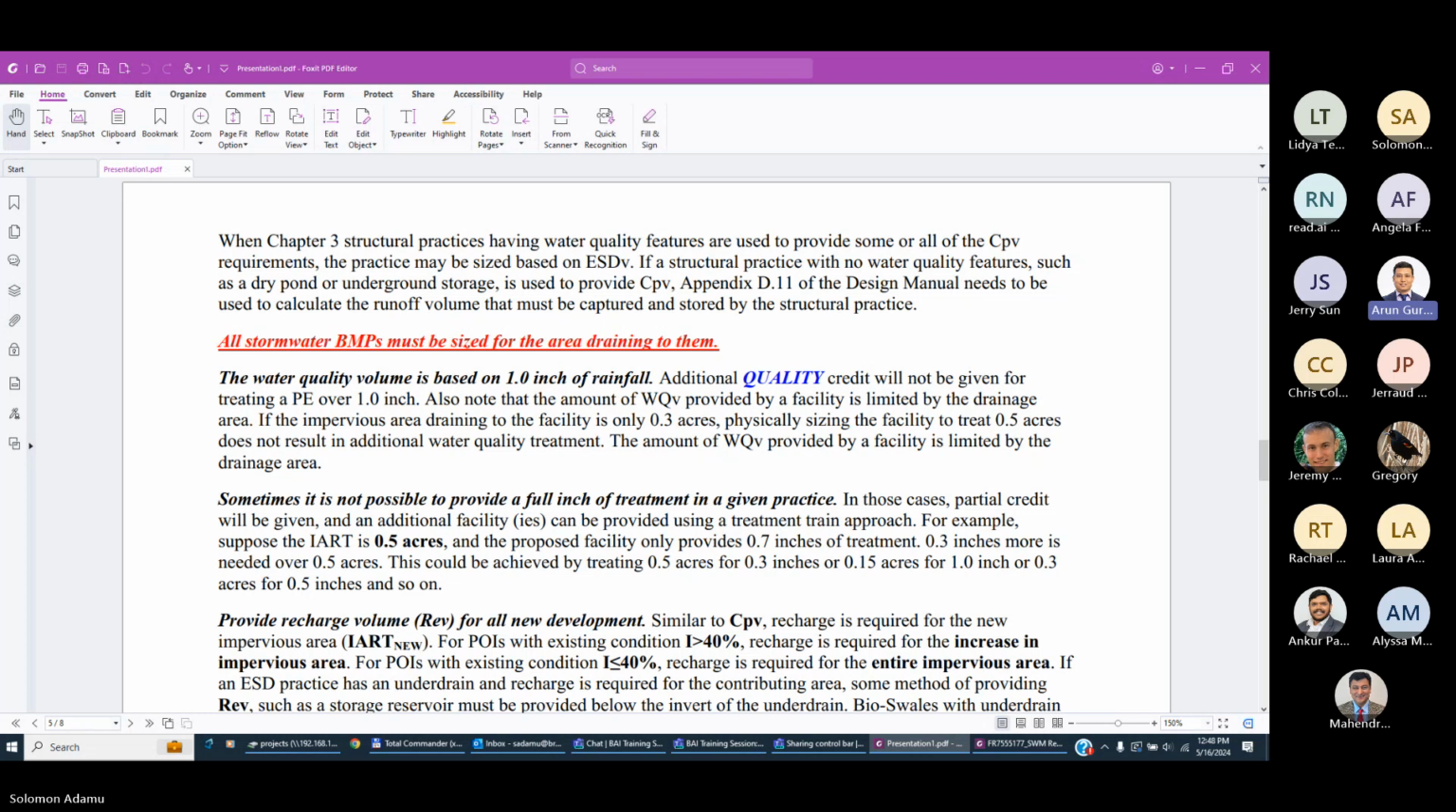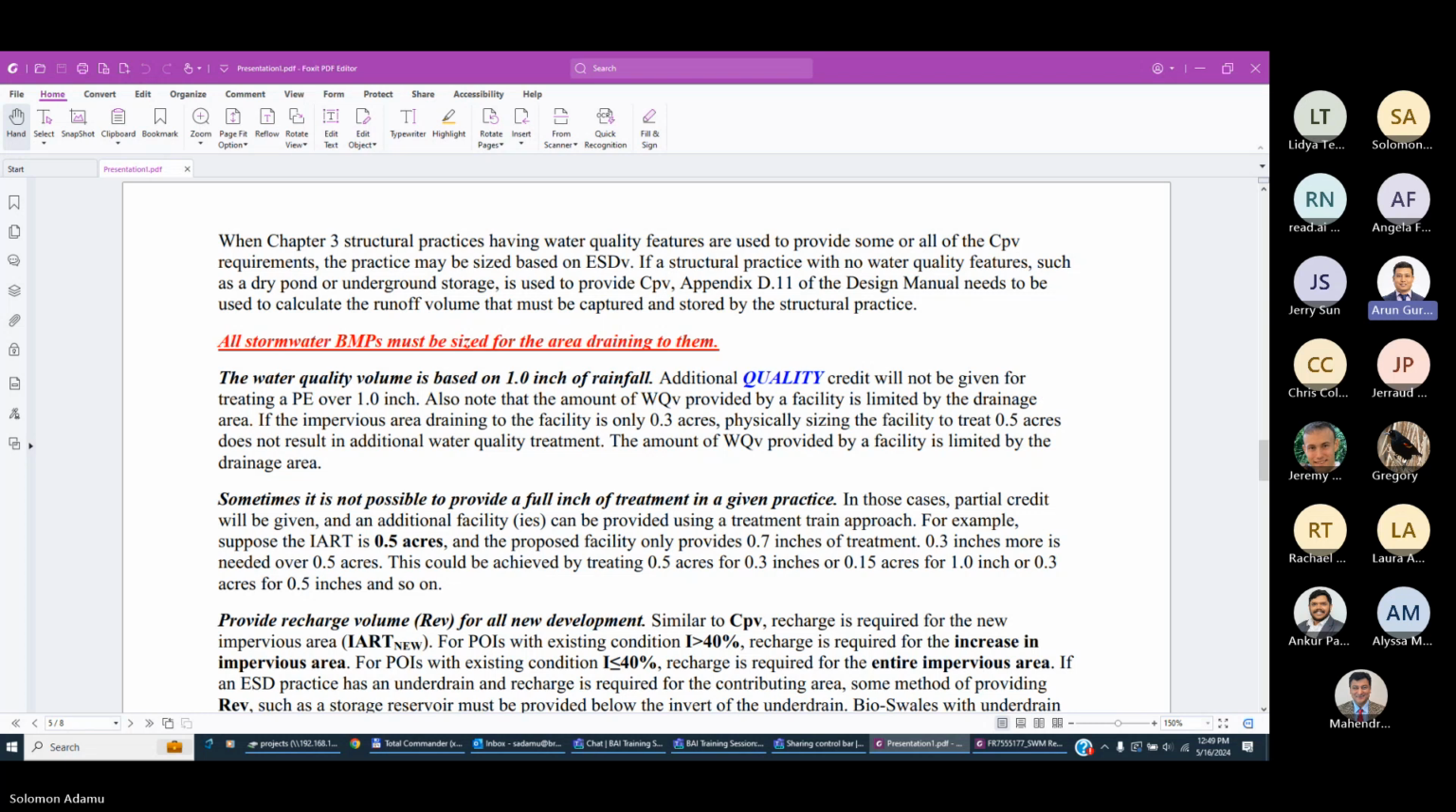It doesn't work that way. I think this paragraph clearly mentions that in order to get credit for that impervious area that you are treating, you need to provide 1 inch of treatment. If you're not providing 1 inch of treatment, then you can't claim you are treating the whole impervious area.